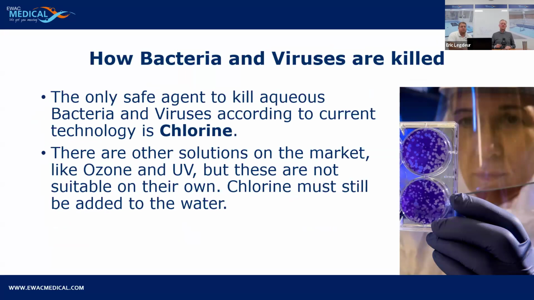Now, the only safe agent to kill aqueous bacteria and viruses, according to current technology, is chlorine. An alternative that has been used in the Middle East, especially for outside pools, is bromide. But bromide is not as safe and has some disadvantages compared to chlorine, which I can explain to you if you want to ask questions about that. And there are other solutions like ozone and UV, but these are not suitable on their own. Chlorine must always be added to the water, and this presentation will explain that to you. Next one.